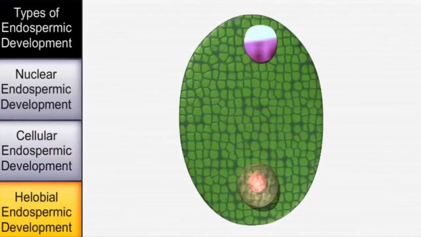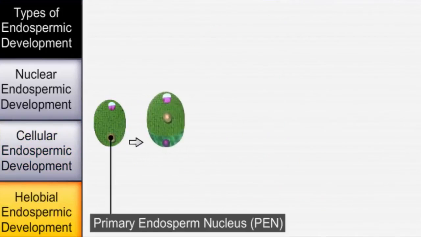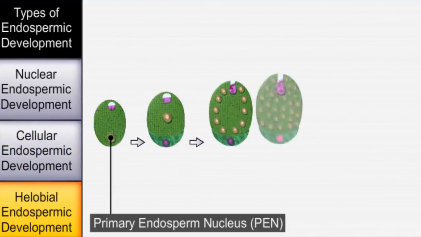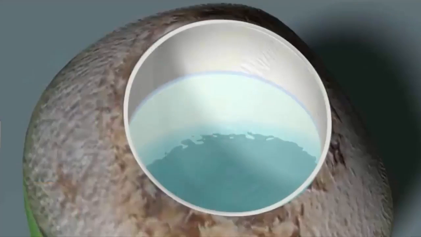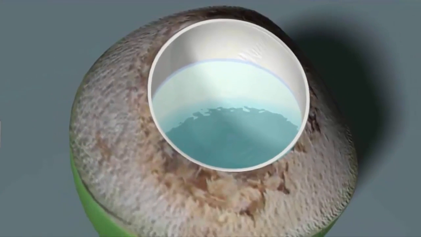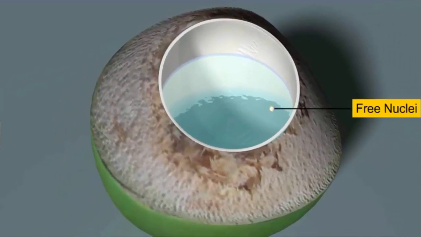Helobial endospermic development, on the other hand, is an intermediate type of development where half the cells develop in cellular mode and the other half undergo free nuclear divisions. Interestingly, the number of free nuclei formed prior and post-cellularization differs greatly.